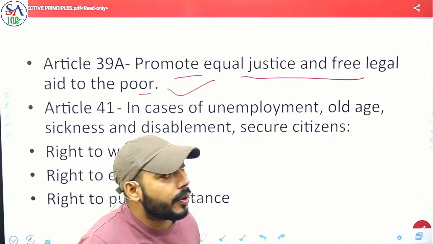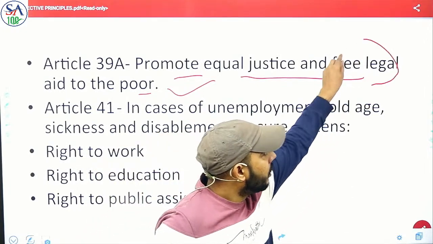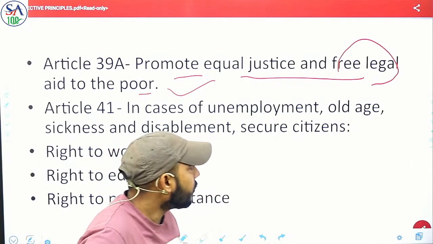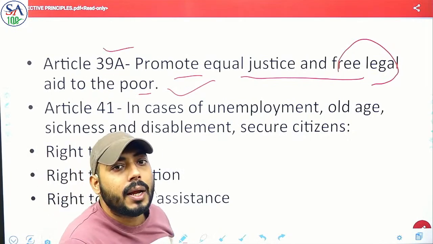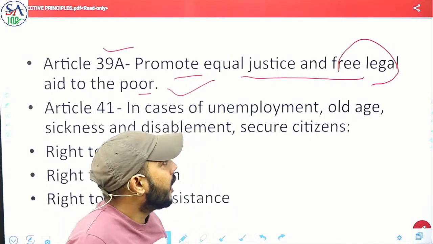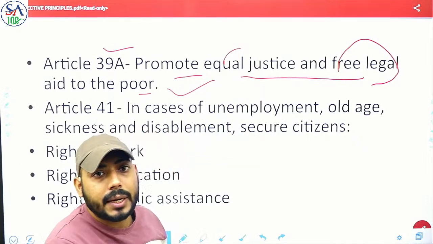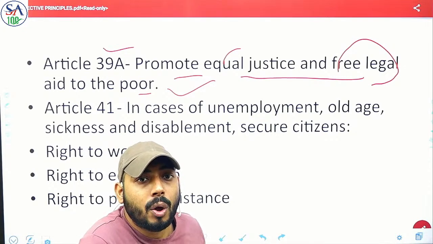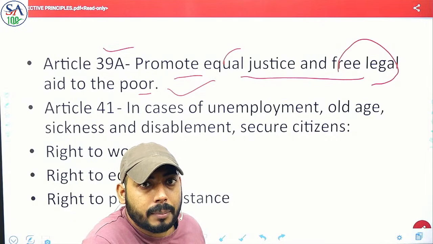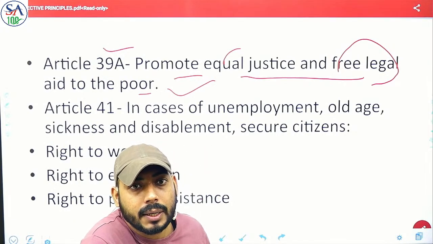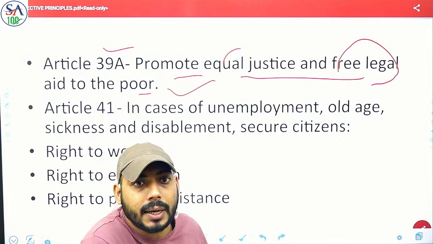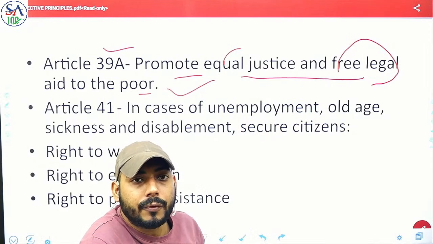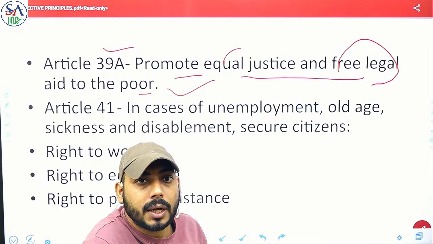So the government needs to provide free legal aid to such people who belong to the vulnerable section of society. This direction is given by Article 39A, and on this direction, the government has created the NALSA Act to ensure free legal aid to people who are not able to get the opportunity to represent themselves legally through different lawyers who charge a hefty amount.